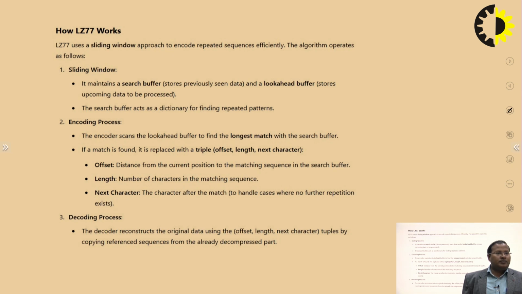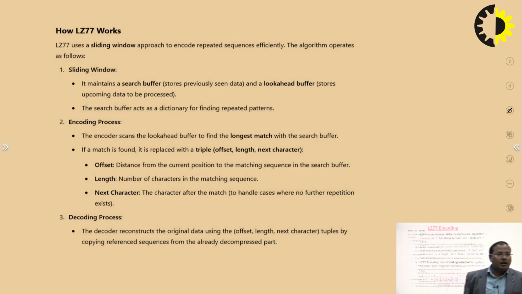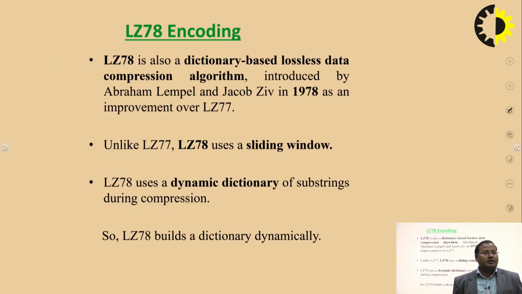Then if a match is found, it is replaced with a triple, having three values: offset, length and next character. So what is offset? Distance from the current position to the matching sequence in the search buffer. Length is the number of characters in the matching sequence. Here 4 characters are matching. And the next character is the character after the match. It works well with patterns in text and binary data, and is used in many compression schemes like zip file, gzip, png.